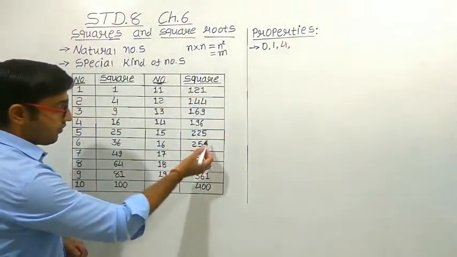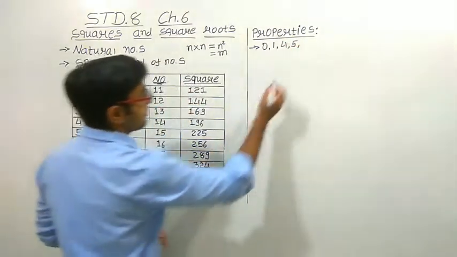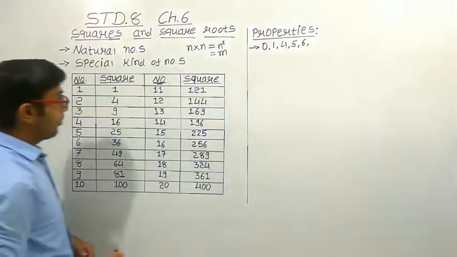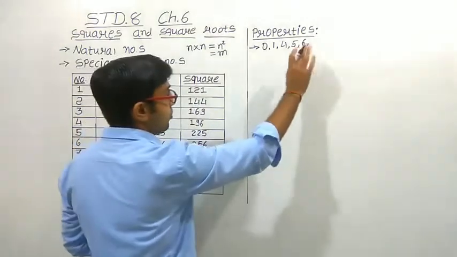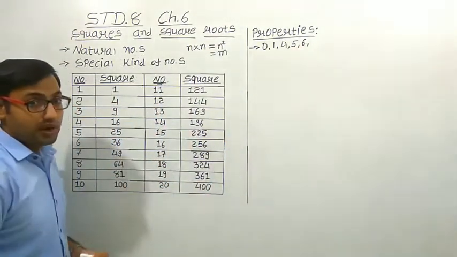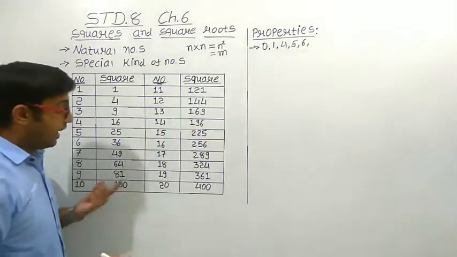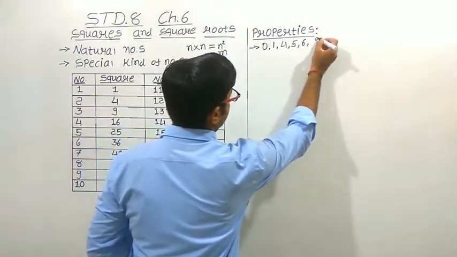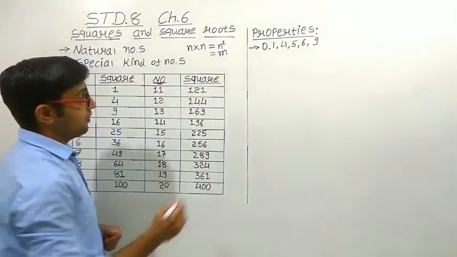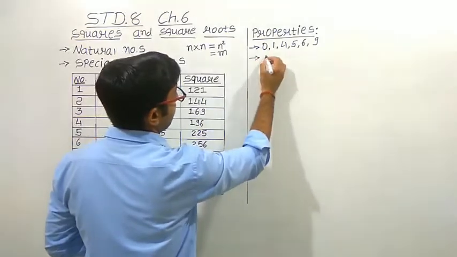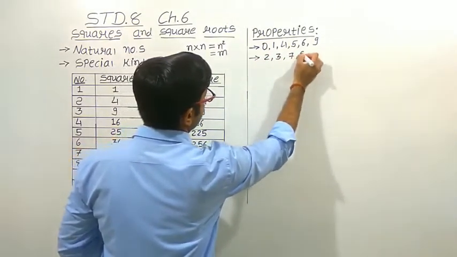In the same way, can we get 5? Yes, we get 5. Can we get 6? Yes, we get 6. Now, can we get 7 at the unit place? See, no, there is no 7 at the unit place of a square number. In the same way, 8 is also not there. See, 9, yes, 9 is there. So, what numbers are we left with? We are left with the numbers that we do not consider: 2, 3, 7 and 8.